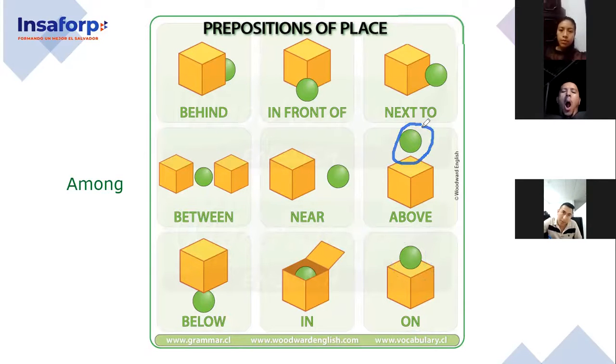Above. También puede ser sobre, pero miren, hay aquí un espacio. Above. ¿Qué tenemos above? ¿Qué nos queda nosotros arriba? What is above? Roof. The roof. No lo podemos tocar. El roof. The ceiling, the sky, el cielo.